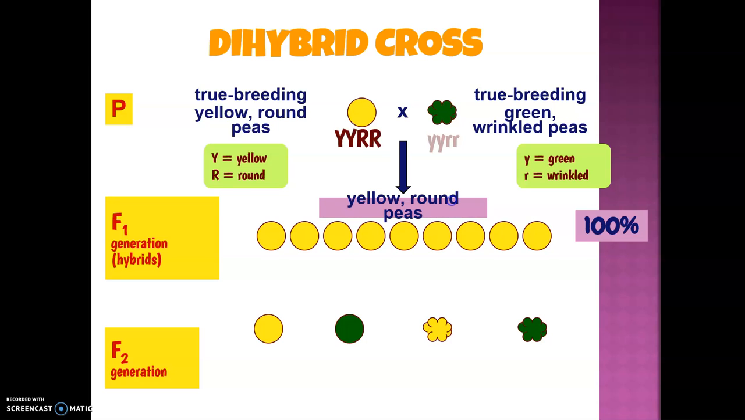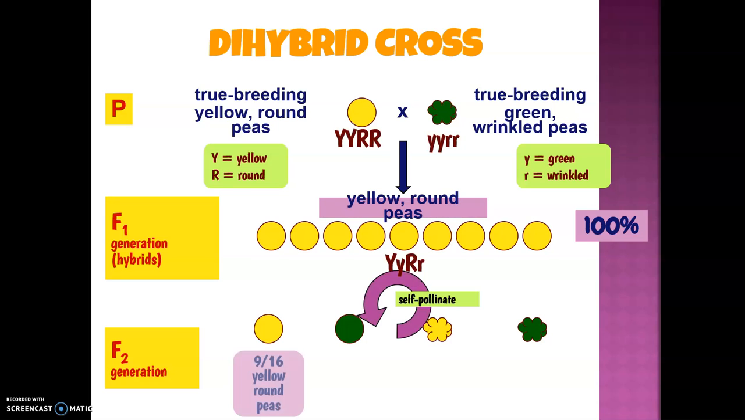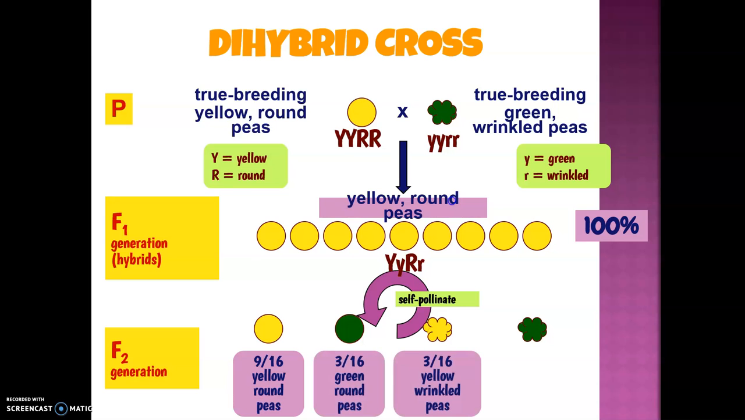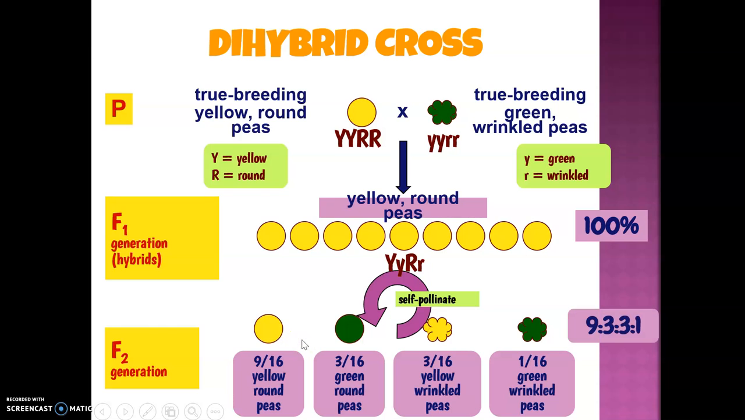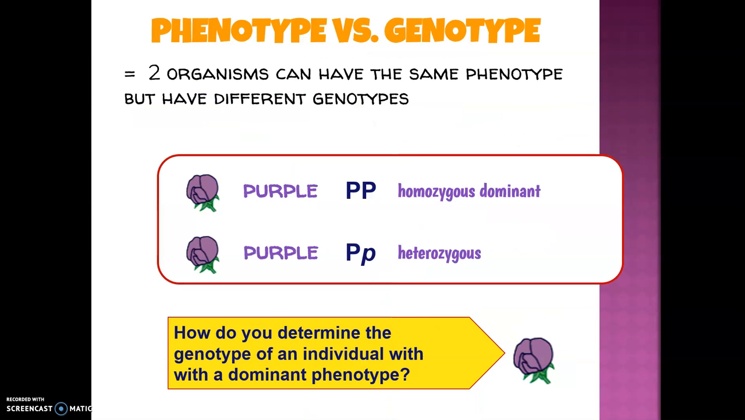So then the F2 generation is going to produce different percentages of each type. We would have a 9 to 3 to 3 to 1 ratio, which means 9 out of the total would be yellow round, 3 would be green round, 3 would be yellow wrinkled, and 1 would be green wrinkled. I'll show you how to do the Punnett square for that in a little bit.